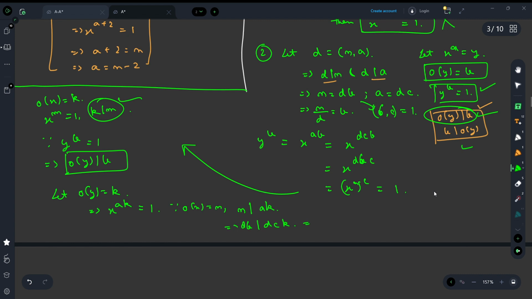So if b and c are co-prime, this implies b must divide ck, because d will eventually cancel out. d is obviously non-zero. But b and c are co-prime, so b cannot divide c. So this implies b must divide k. k was the order of y, so this implies b divides the order of y. So we have shown that the order of y divides b, and b divides the order of y. Hence they must be the same, right?